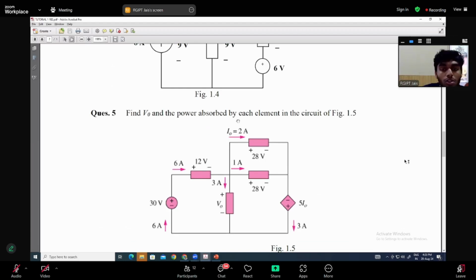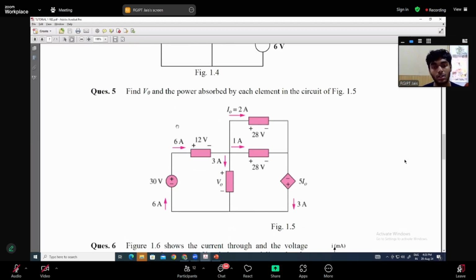Find V naught and the power absorbed by each element in the circuit of figure 1.5. Okay, solve this. I will be giving 2 minutes for this. You put your answers. If it's not understandable, I will explain this. Take your time. Your answer should be like for 30 volt, the power is this much. For 12 volt, the power is this much.